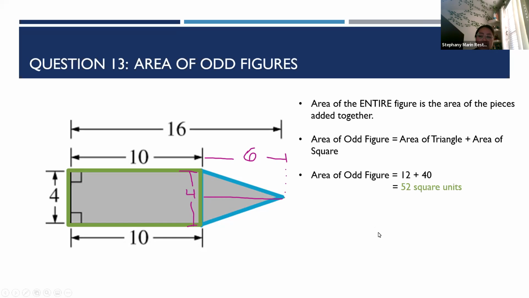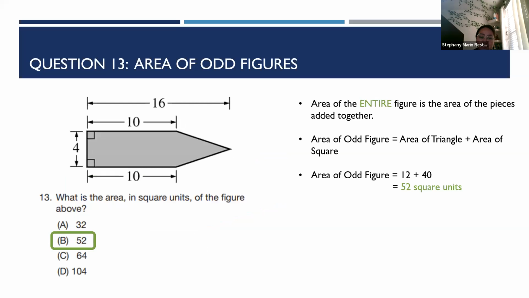And then the area of the entire odd figure is the area of the pieces added all together. So it would be the area of the triangle plus the area of the rectangle. So we get 12 plus 40, which gives us 52 square units as the area of this odd figure. And we look at our answer choices and we see that that's B.